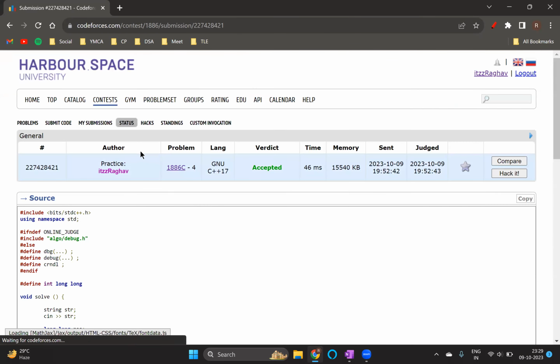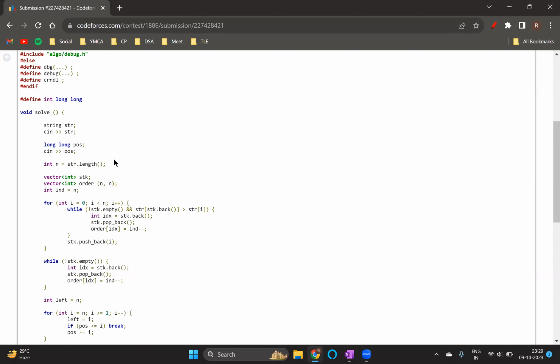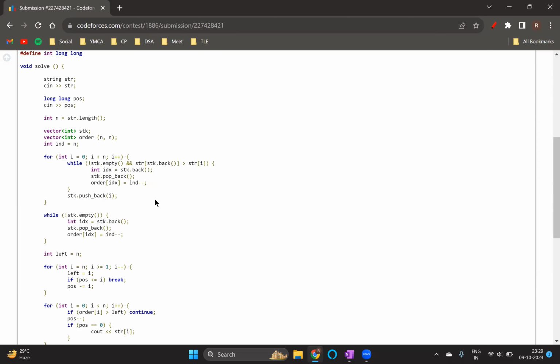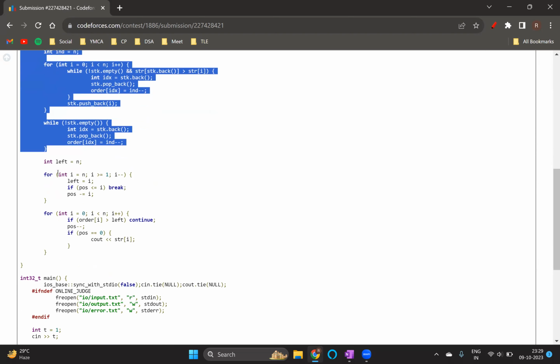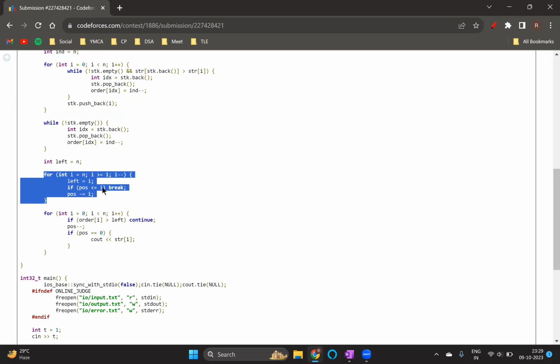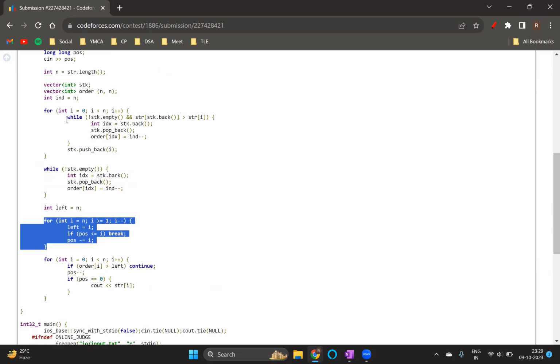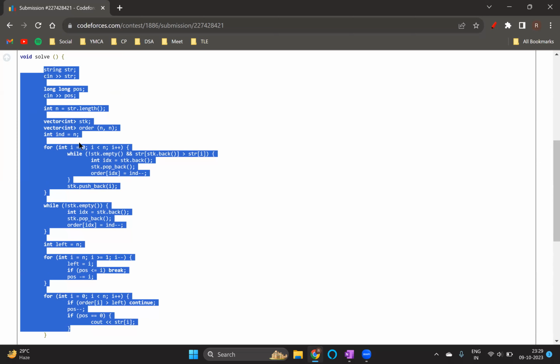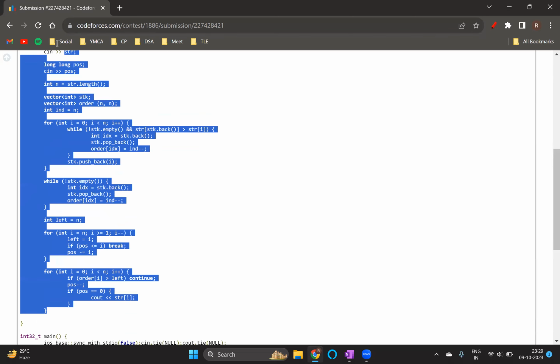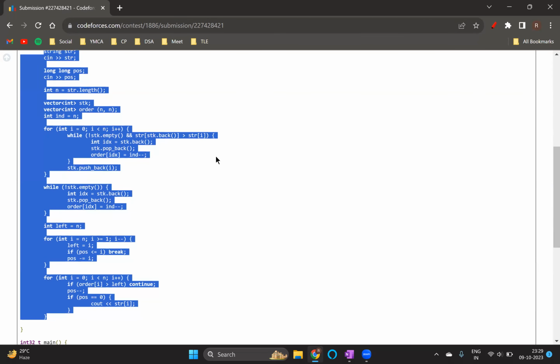Okay. So, starting with just taking the inputs. After that, I used a stack to find that order array. This portion is for finding the order array, which I created. After that, I found the length of the substring in which I will be having the position. And since I had created the order array in terms of length itself, I could just run a for loop to find that element. Now, the reason I'm not explaining this code line by line is that you can have different ways of implementation. It's useless to look at someone else's exact implementation.